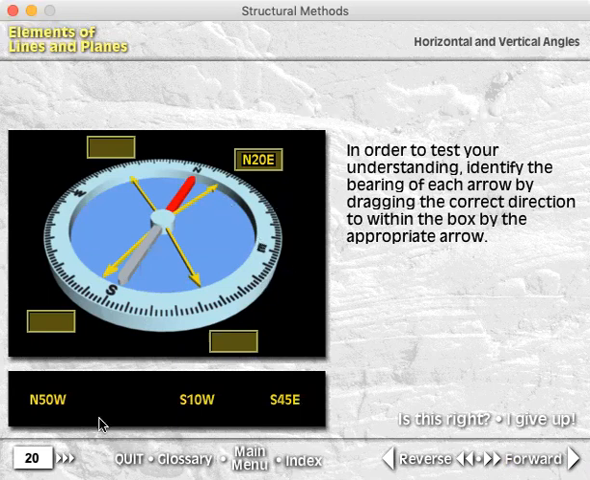So, what do we think? This is to the southeast at about 10, 20, 30, 45 degrees. So that's south 45 east. This is 10, 20, 30, 40, 50, north 50 west. South 10 west, and is this right? There you go. I hope that all of you got that.